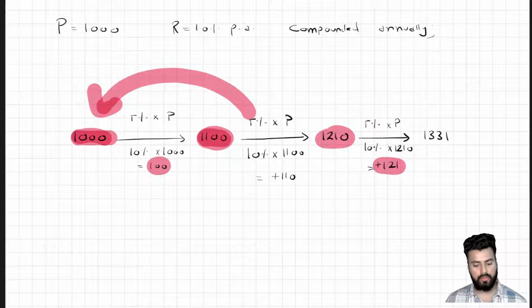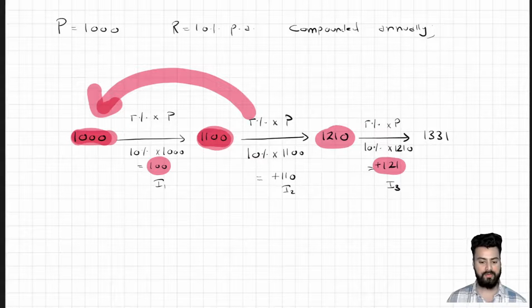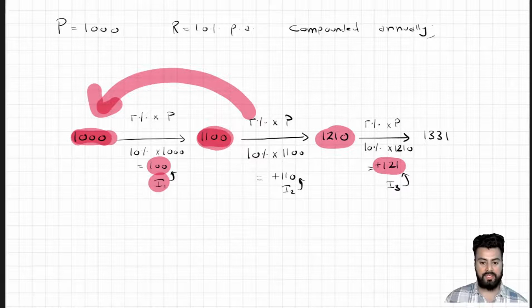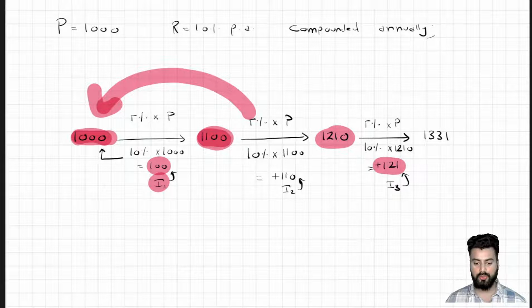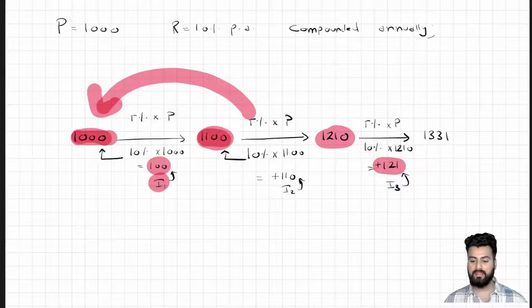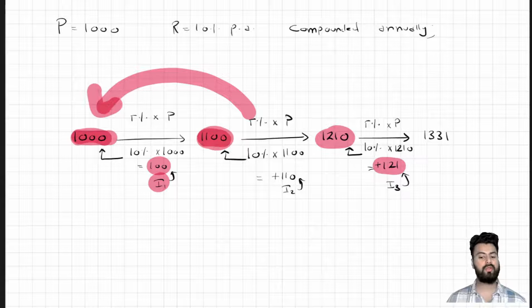Another thing which I want you to focus upon: if I call these three values of interest I1, I2, and I3, I1 is 100, I2 is 110, and I3 is 121. So these are the three values of interest in the consecutive periods. If I ask you where you got these, you would say, sir, this I1 is 10% of the principal value, I2 is 10% of this principal, and I3 is 10% of 1210.